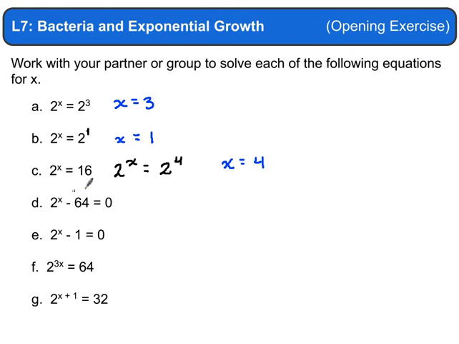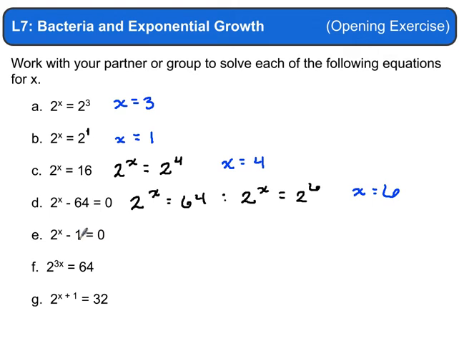So likewise, if we look at letter D, we're going to take this minus 64 and move it to the other side. So we end up with 2 to the x equals 64. Our goal is then to rewrite 64 in terms of a base 2 value. And so 64 can be replaced with 2 to the 6th power. And again, once that goal is achieved, we can then say that x is going to be equal to 6.